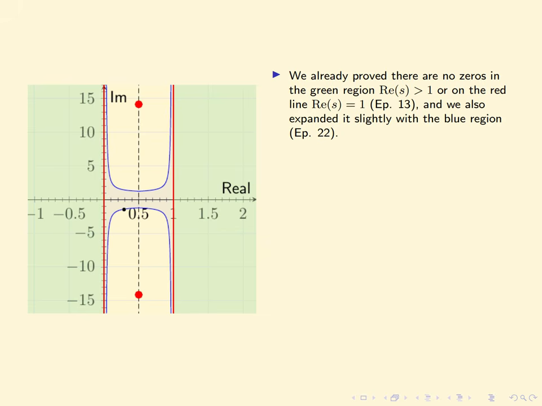Cool. And just to show the background a little bit more, we already proved that there are no zeros in this green region, real part of s greater than 1. And we also proved that there are no zeros on the red line as well, where the real part of s is equal to 1. And we also expanded this slightly back in episode 22 with this zero-free region, the blue line. But despite the fact that the function cannot equal 0 in any of these regions, we can say that zeta can get arbitrarily close to 0 in the green region.